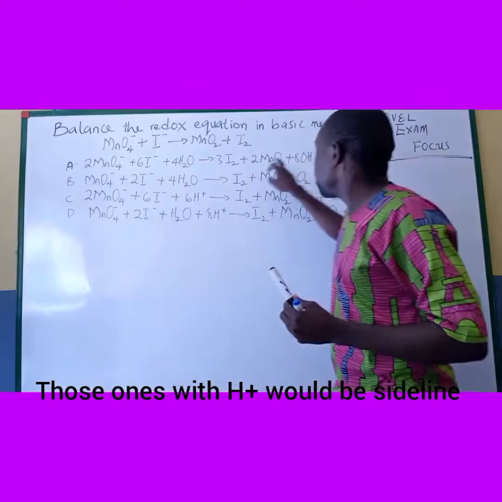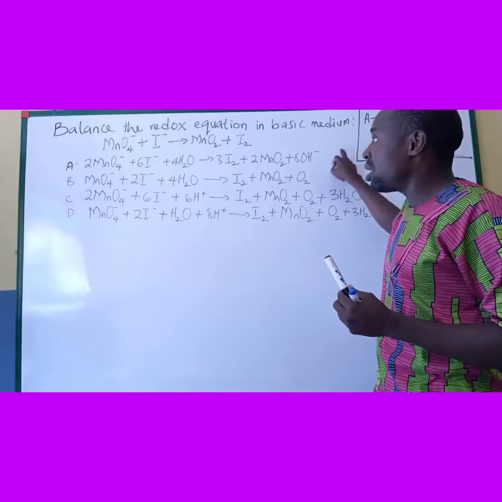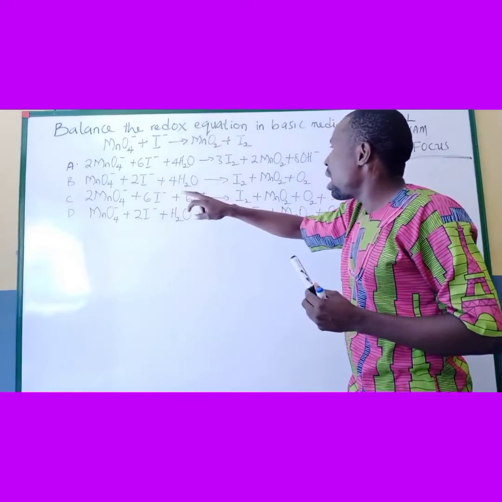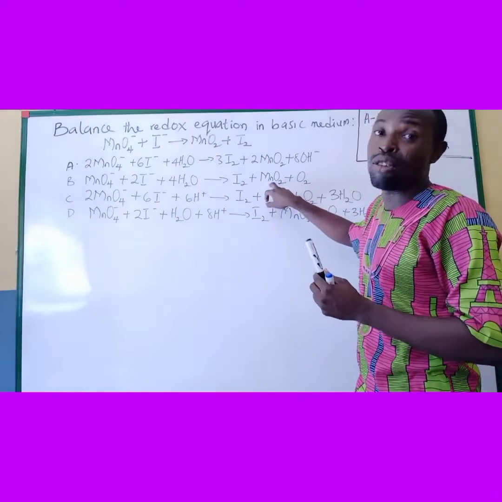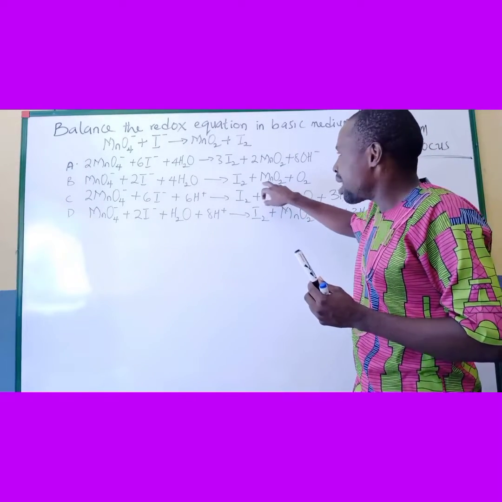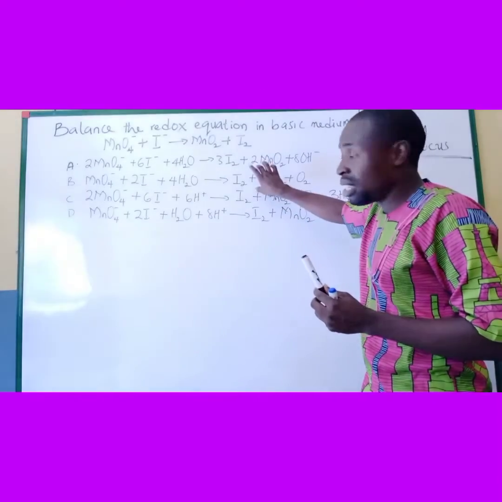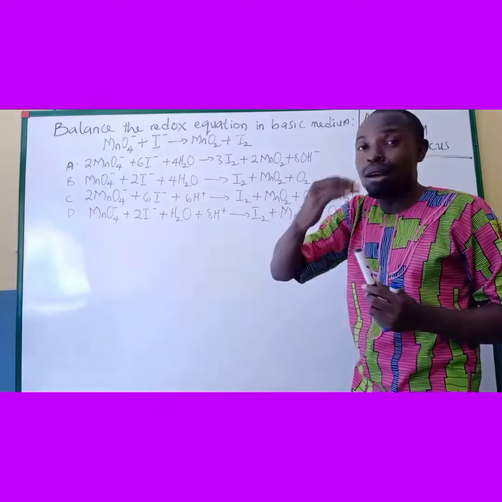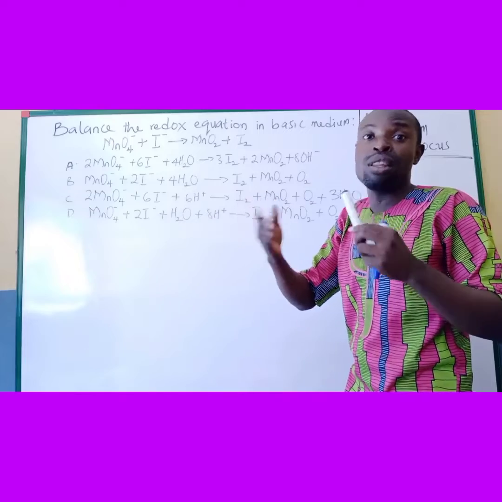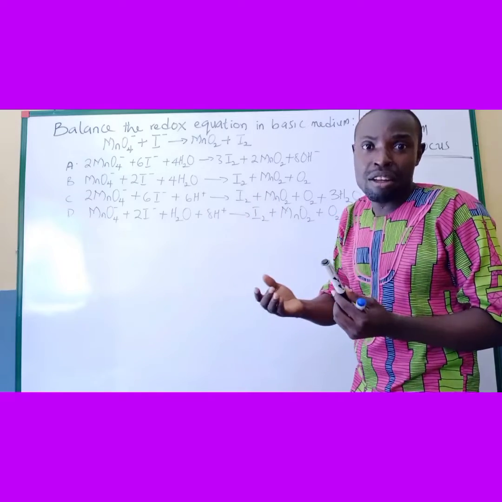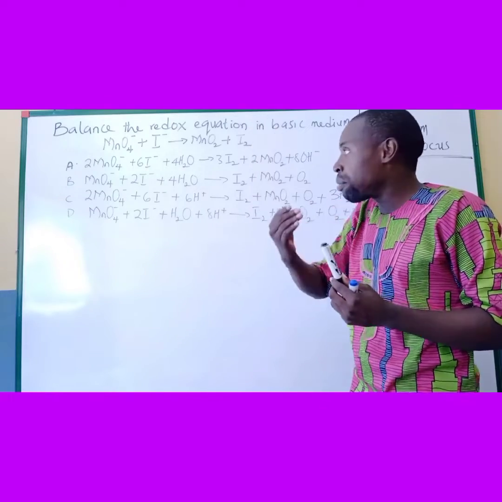Okay, A has hydrogen ion, so we can take it. B here does not have hydrogen ion, so this one is skeptical for now, so we leave it. But there are some basic media where, at the end of the day, when we balance it, the hydrogen ion might not be there because it was balanced from the initial step.